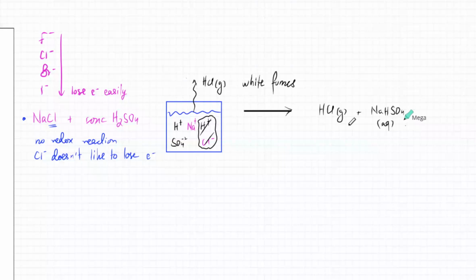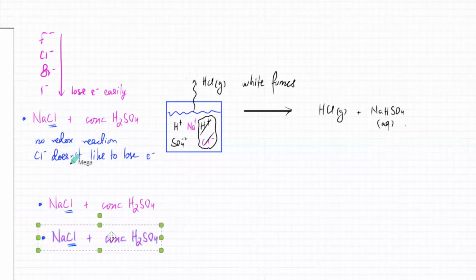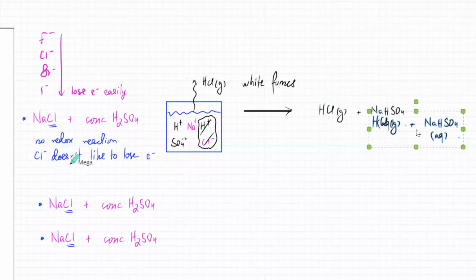Yes, sir. But then what happens if you go down the group? Pretty much the same thing happens, except that they really like to lose electrons. So if I repeat the equation with NaBr and with NaI, I'll just replace. So you'll get kind of the same products.